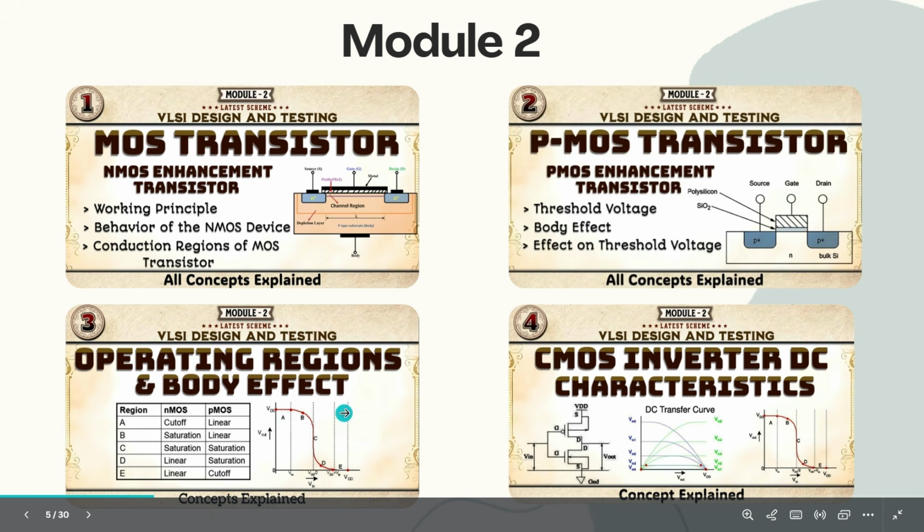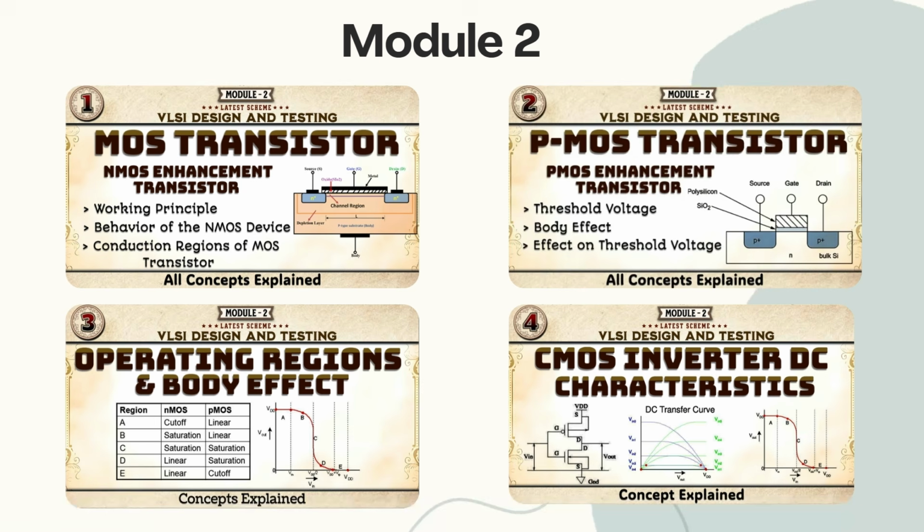and in each region how the transistors behave. We have seen that in this video. Please go and watch it. It's very important. Then after that, we have seen the CMOS inverter DC characteristics. Based on the inverter circuit which we have discussed in the first module, we are going to be seeing its DC characteristics along with these five regions.